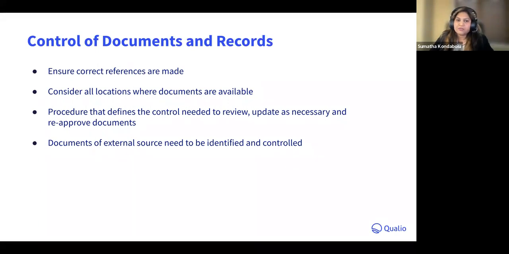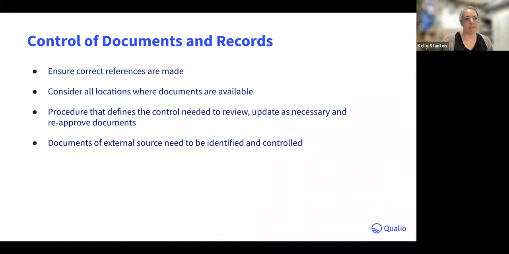A procedure that defines the controls needed to review, update as necessary, and reapprove documents. Documents of external source need to be identified and controlled. So this is where you will be going around controlling the documents and records. And you want to make sure that you point to anything where you're outsourcing as well. So in the case where you're outside the EU and you're working with an importer or distributor on your behalf, you'll want to make sure that you have defined which pieces of documentation related to your product are either held there, or that the distributor is sending those to you on some sort of periodic basis.